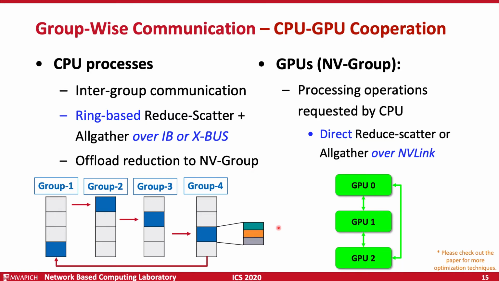The subchunk will be assigned to each GPU, and now each GPU will just do a direct reduce-scatter, or it could be an all-gather operation, directly over NVLink. Note that there's no need to use any advanced algorithm because you have everything fully connected. You can just use the direct algorithm without experiencing any contention. We have some more optimization techniques. Please check out the paper for more details.